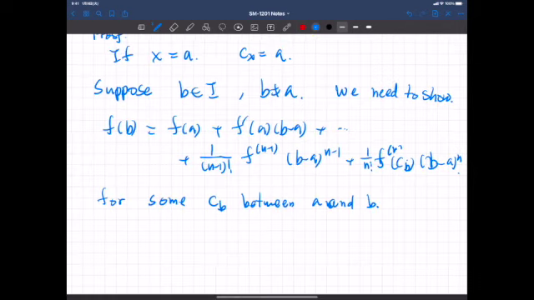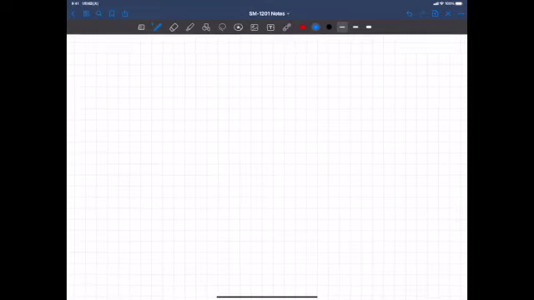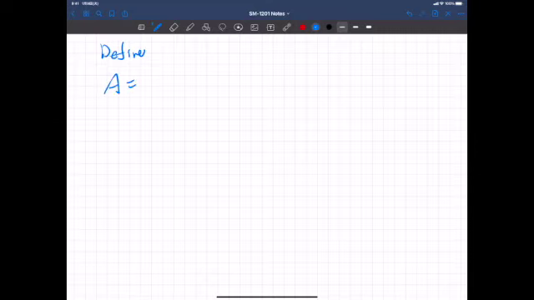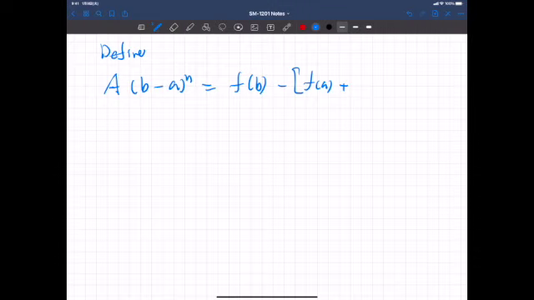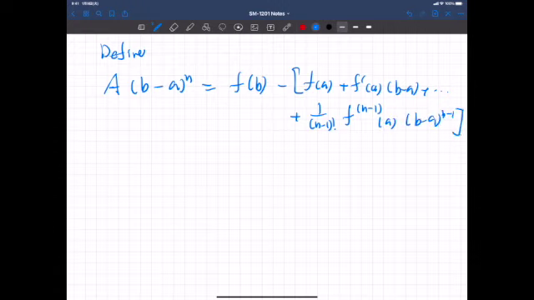Okay, so for that, let's define a constant A by this: (f(b) - f(a) - f'(a)(b - a) - ... - f^(n-1)(a)/(n-1)! (b - a)^(n-1)) = A (b - a)^n / n!, and that's it.